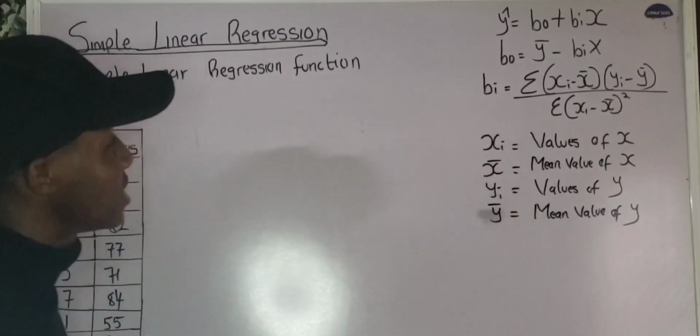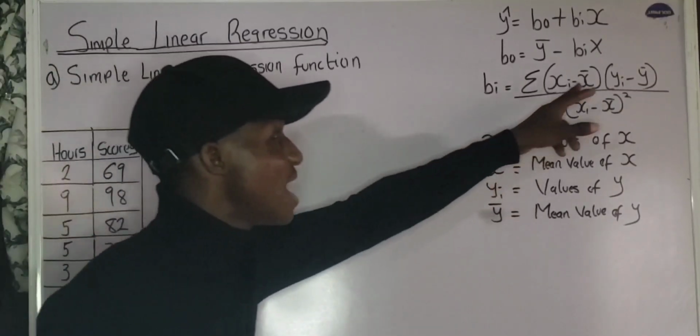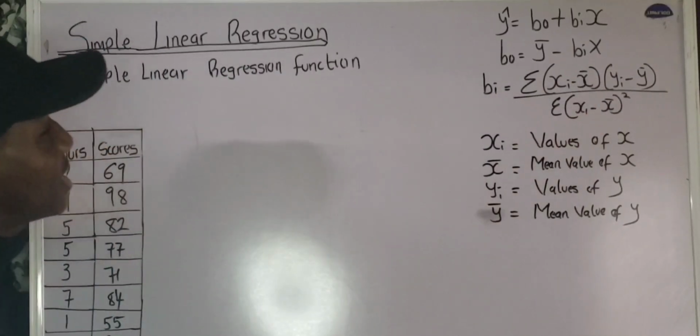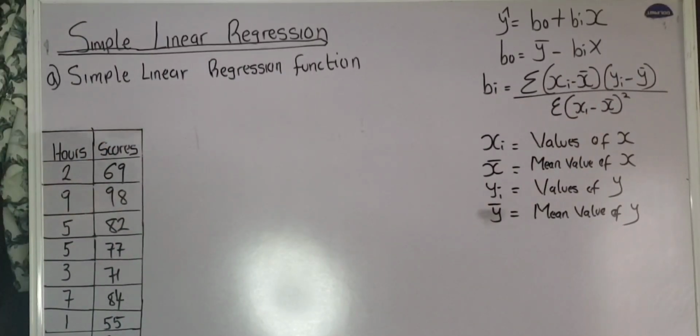So for this, I'm going to calculate each of these parameters. That is the difference between the mean and the values of x. Now, you might want to ask, between the hours and the scores of the student, which is the value of x and which is the value of y? Let me tell you, our x is the independent variable. Please, I want you to take note. X is the independent variable and y is the dependent variable.